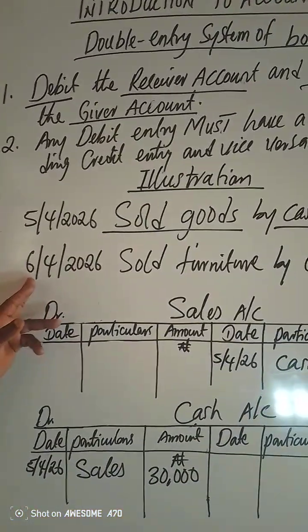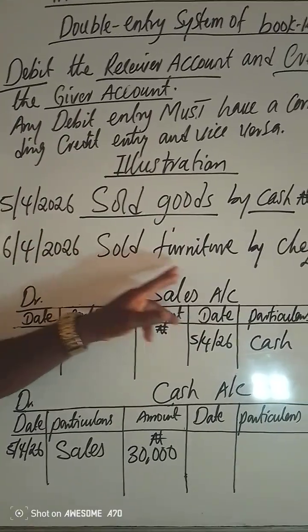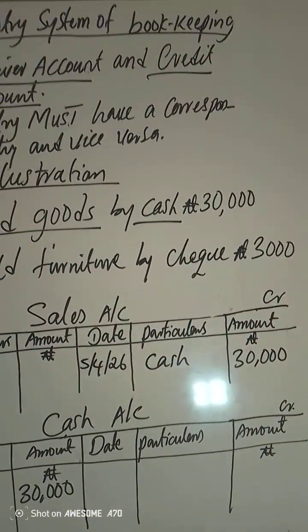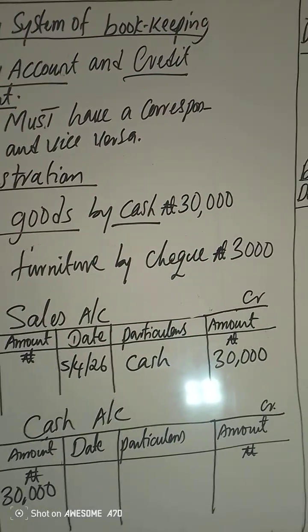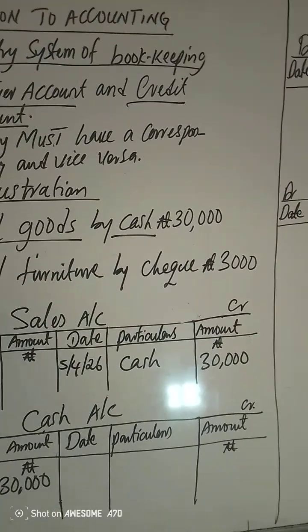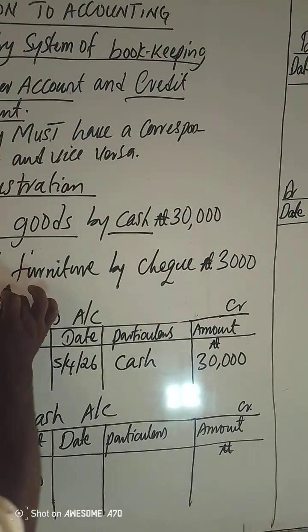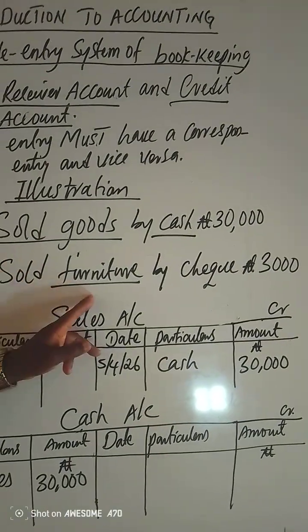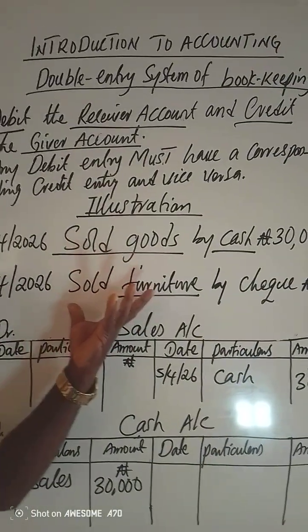Here we now say on the 6th of April 2026, sold furniture by check 3,000. Here, what is the giver account? Mind you, I'm still emphasizing, the giver account is always what you give in a given transaction. So here, the business is giving out furniture. Furniture becomes the giver account. This is sold furniture. Most learners confuse this with sales.